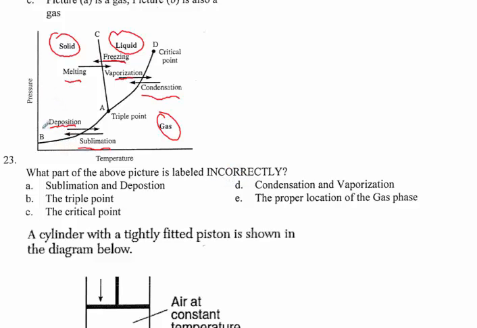Okay, now this part of the picture is labeled incorrectly because actually deposition goes this way and sublimation goes this way. The arrows are crossed around the other way. These 4 are correct up here. So the sublimation deposition part is wrong here.